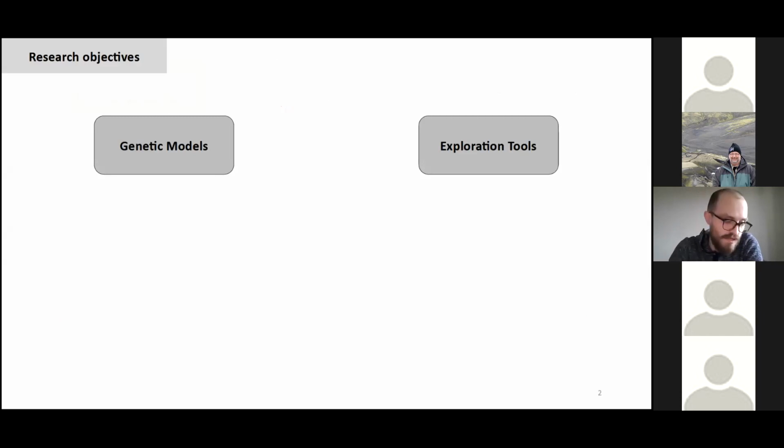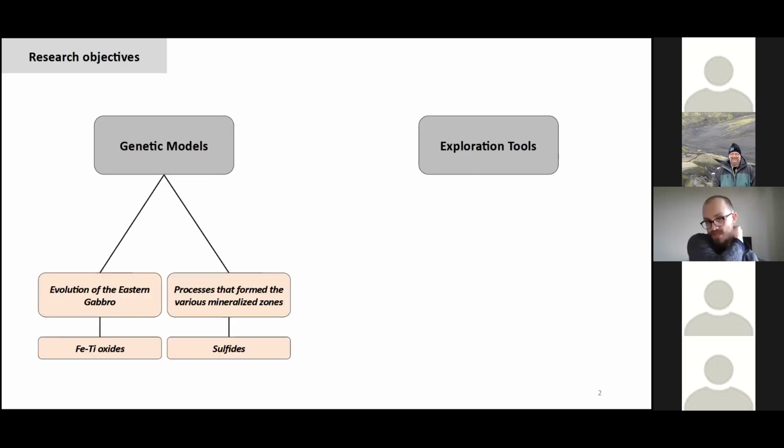So we can split this talk up into two main themes. The first theme is going to look at how we can develop genetic models for these systems, and the other aspect is looking at how we can develop exploration tools to vector towards the mineralization.